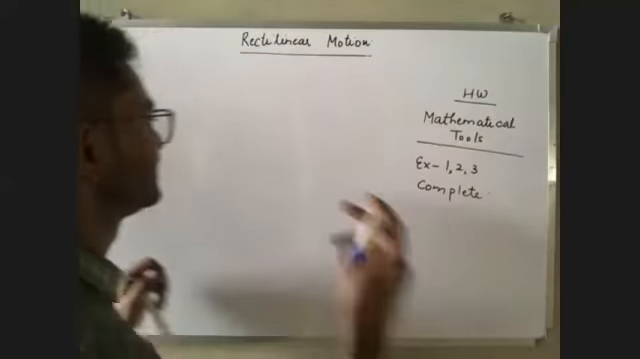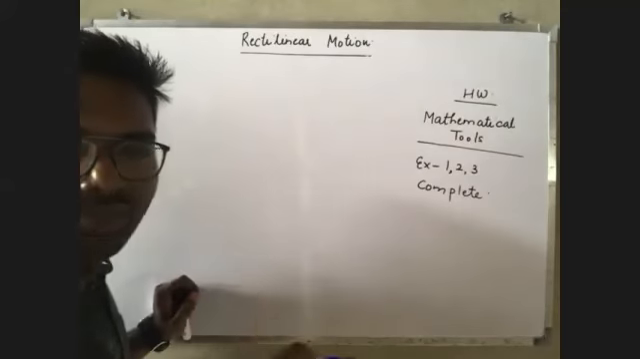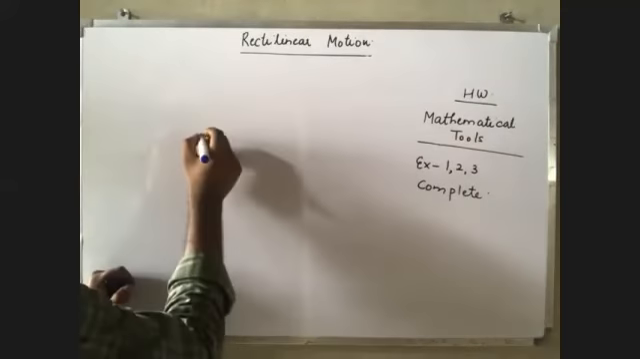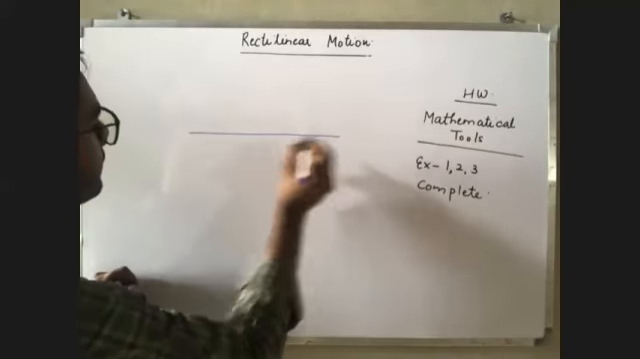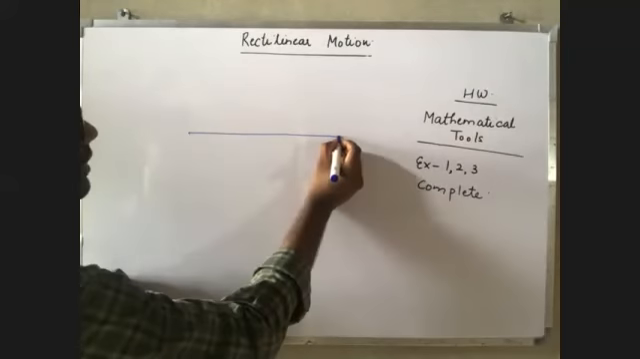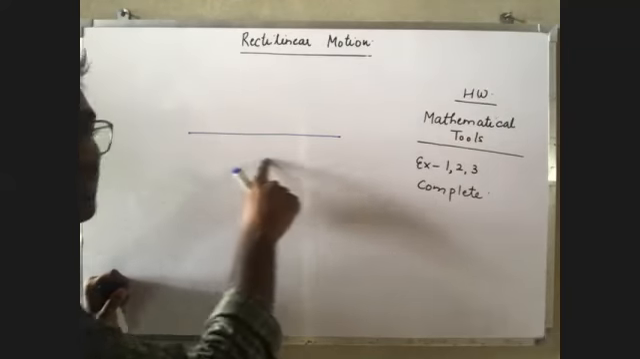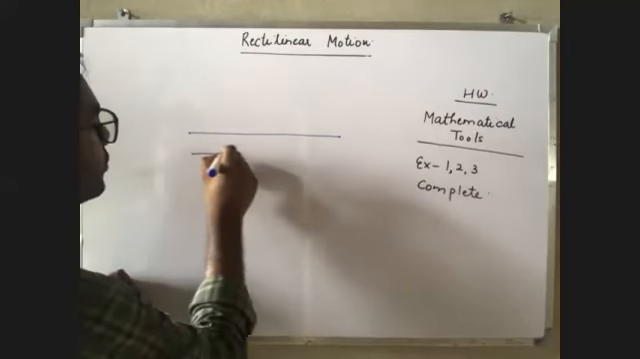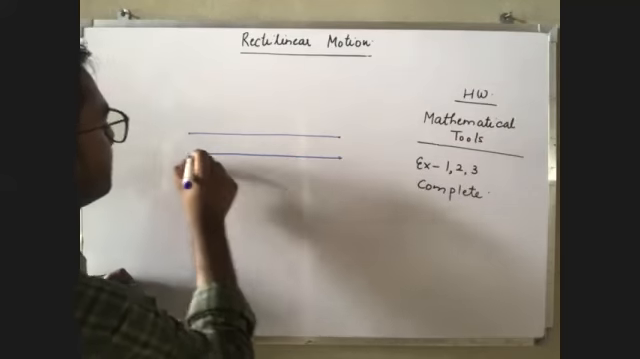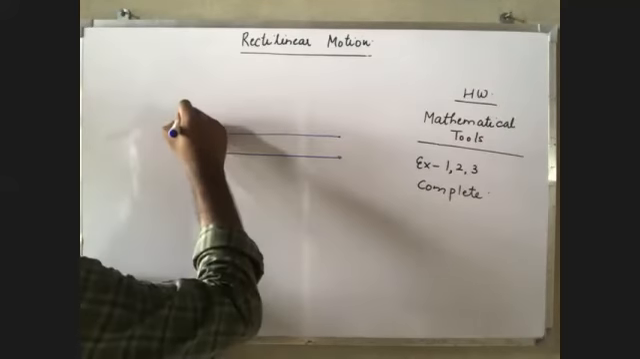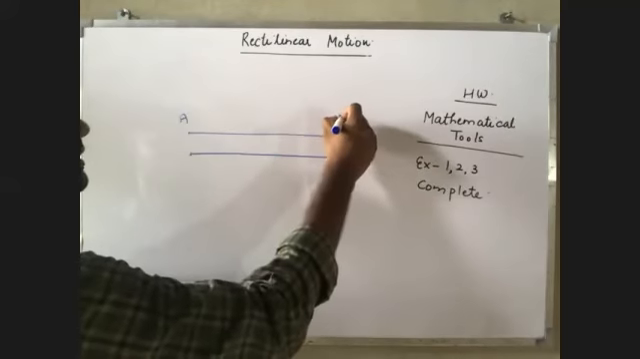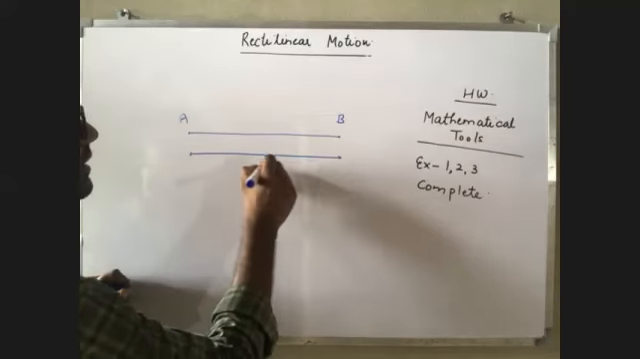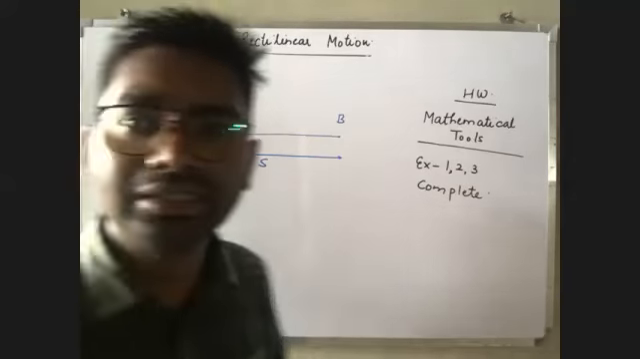They are saying that the particle is moving along a straight line. So first draw a straight line. The particle, let's suppose, is moving from here to here. I am assuming that the distance between these two points, A and B, is S.